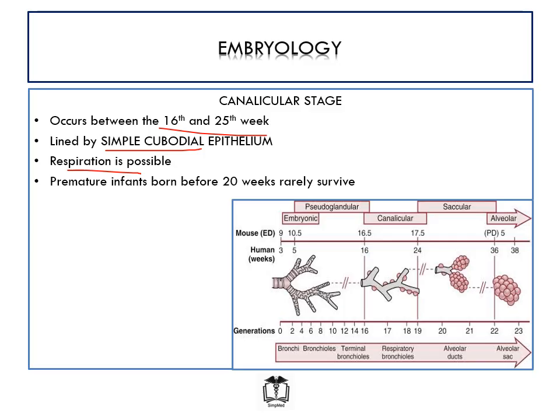Usually at this stage, we have the presence of prominent capillary networks in the lungs. There are signs that respiratory bronchioles are already starting to form at this stage, and the alveolar ducts are also forming. Usually, respiratory bronchioles begin around the 16th week at the beginning of the stage, and then we start to see alveolar ducts at the end, around the 25th week of the canalicular stage.